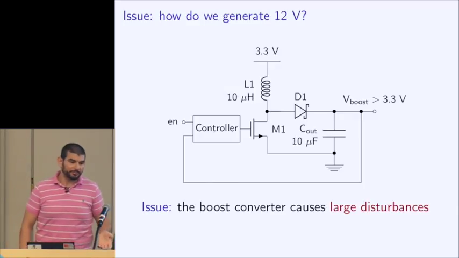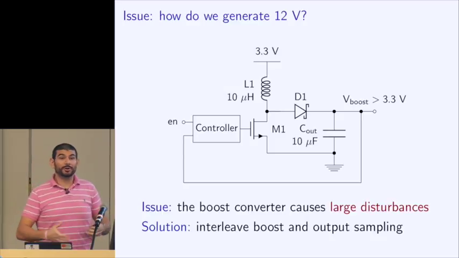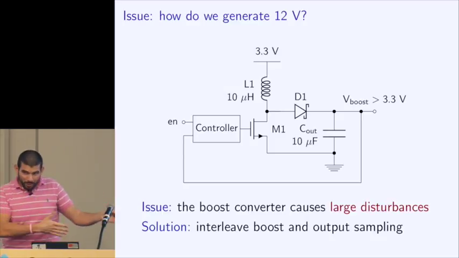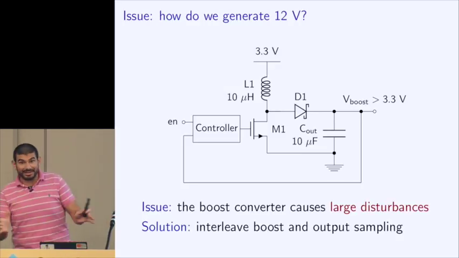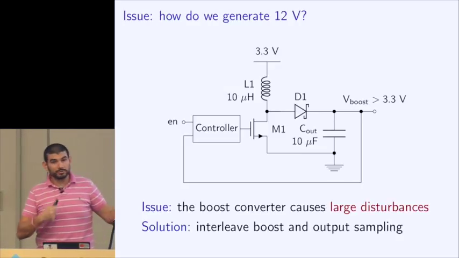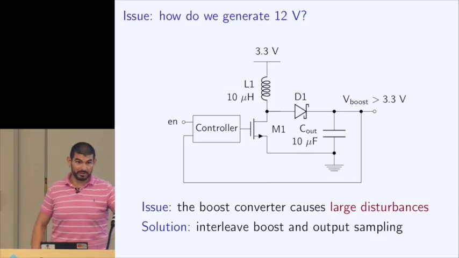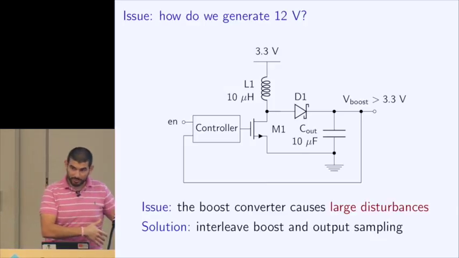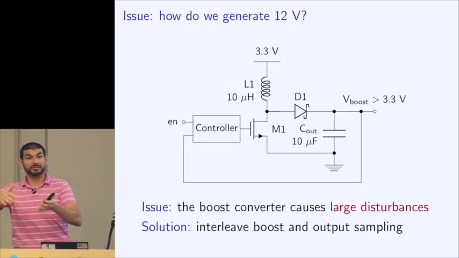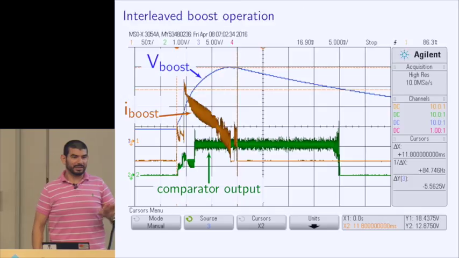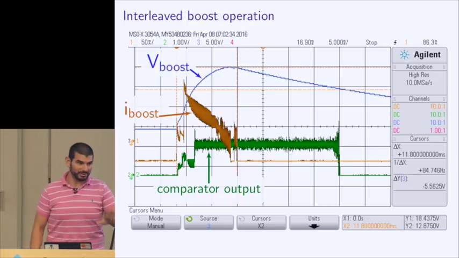So how do we fix that? We're going to have the boost converter, but we're not going to run it when we're taking the measurement. We're only going to run the boost converter when we're not taking measurements. We run the boost converter to charge up the output capacitor, then we turn off the boost converter and let the output capacitor just support the circuit as it runs. I'm going to show you an example of that, and there's a lot here, but we'll walk through it.